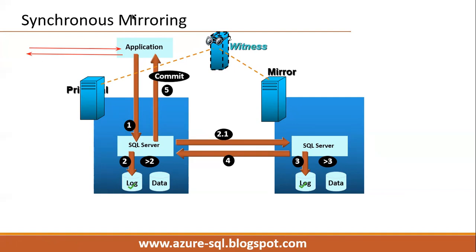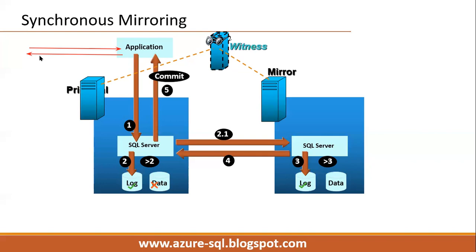Why? Because even if tomorrow this principal database crashes, no problem. No need to take a tail log backup, no need to apply. Why? Because the changes are already applied here. After applying to the mirror only, the user is getting the acknowledgement.